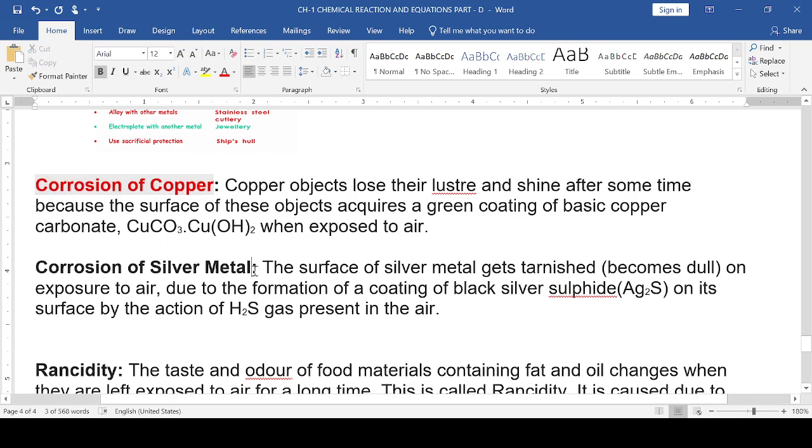Corrosion of silver metal. So what happens to the silver metal? The surface of silver metal gets tarnished. It will tarnish, it will become dull. Why? Because it has been exposed to air. Due to the formation of a coating of black silver sulfide on its surface by the action of H2S gas which is present in the air.